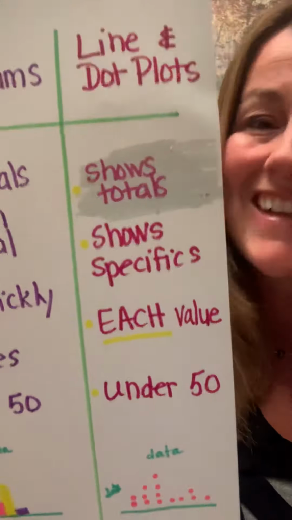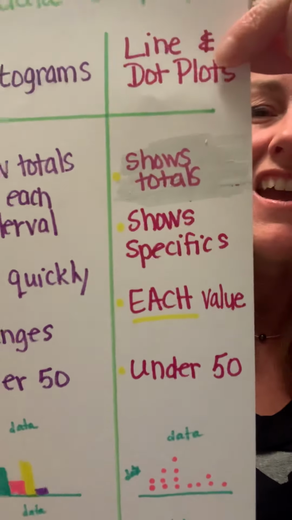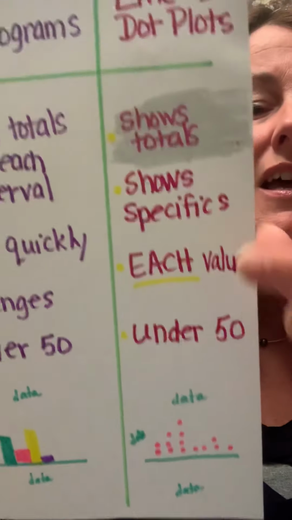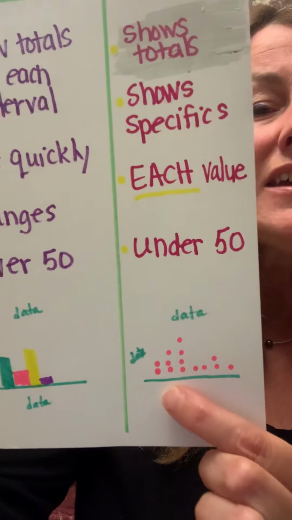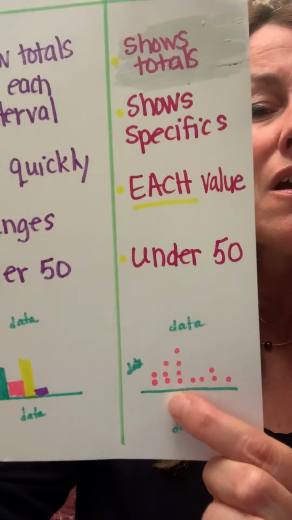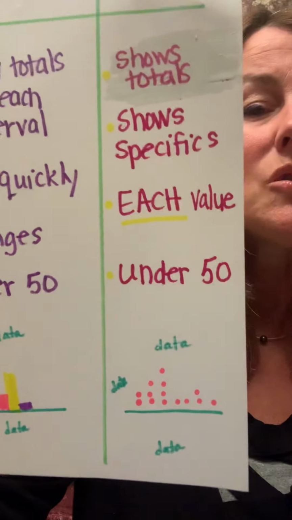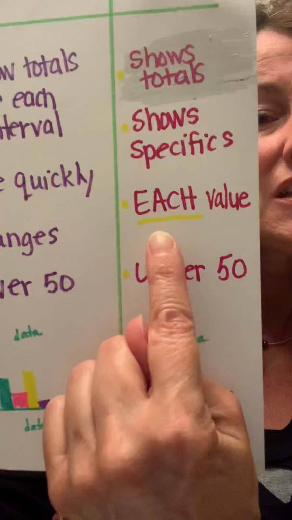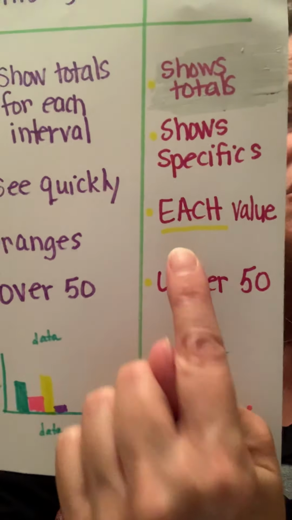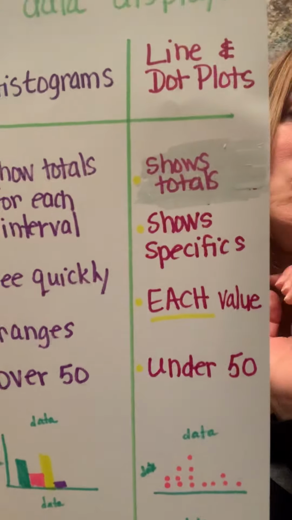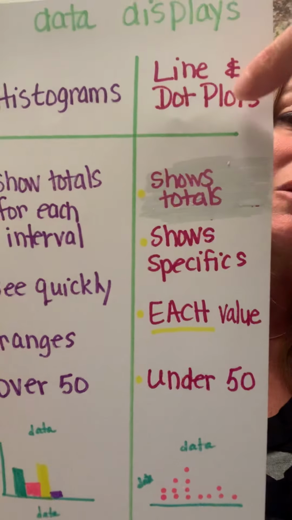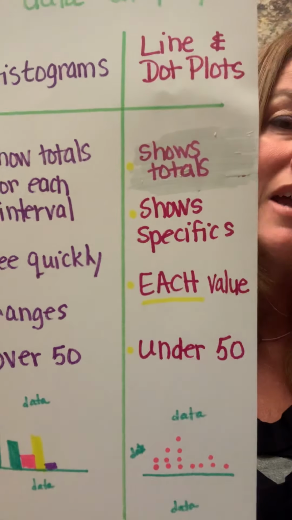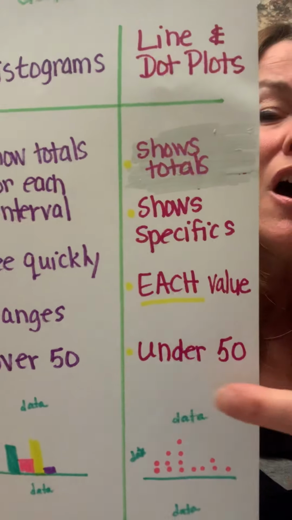Dot plots, on the other hand, they also show totals, but they show specifics. Like look here at my dot plot. I can see that this one has 4. This one has 1. So it shows specific and it shows each value. This is a key word. When you're doing your iReady and you're having to choose which data display is the best, if they're asking for each, it's going to be your line or your dot plot. And this is for under 50.